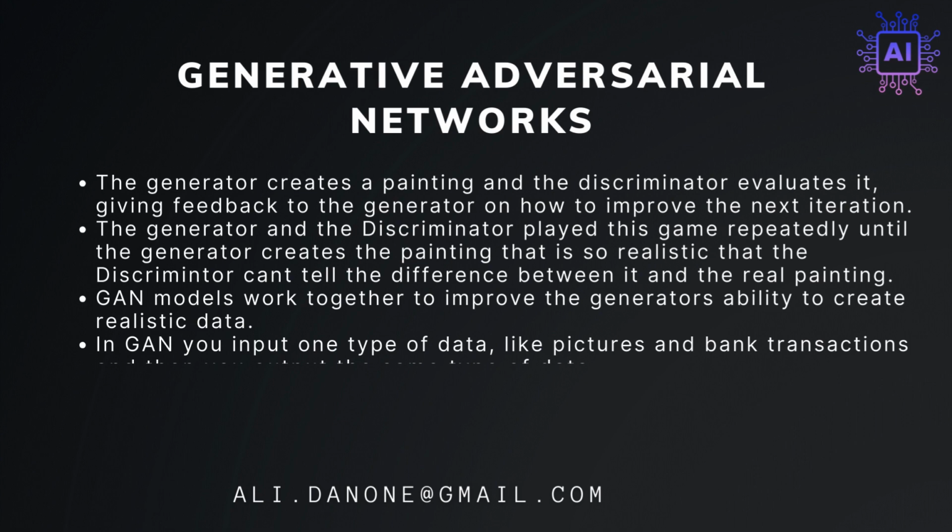Generative adversarial networks. The generator creates a painting and the discriminator evaluates it, giving feedback to the generator on how to improve the next iteration. The generator and the discriminator play this game repeatedly until the generator creates a painting that is so realistic that the discriminator can't tell the difference between it and the real painting. GAN models work together to improve the generator's ability to create realistic data. In a GAN, you can input one type of data, like pictures and bank transactions, and then output the same type of data. So, very useful.